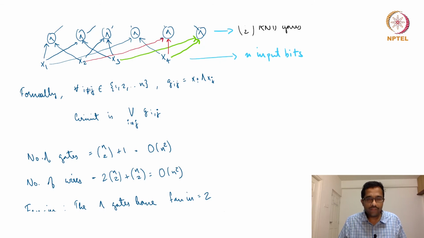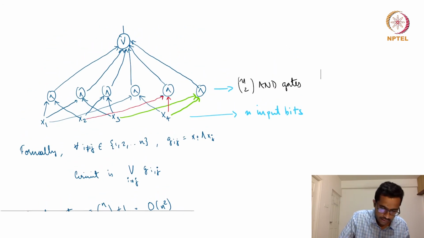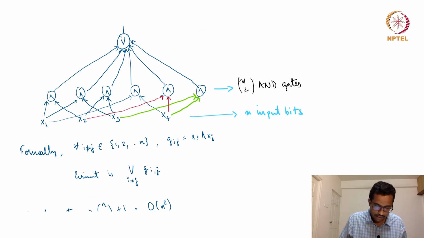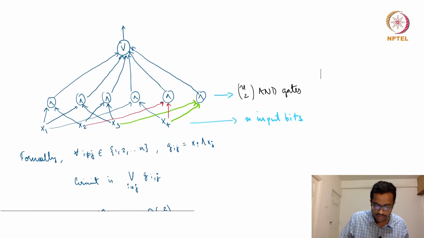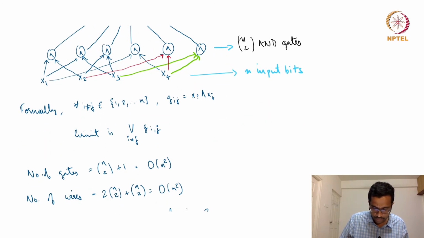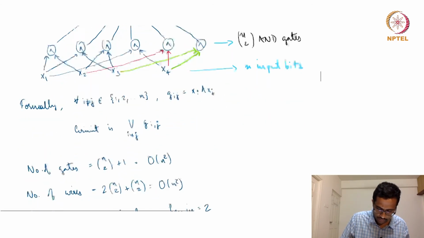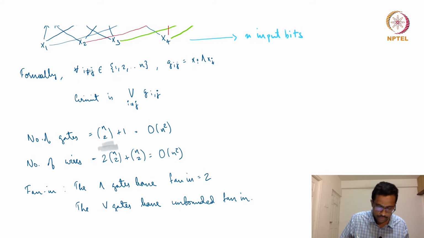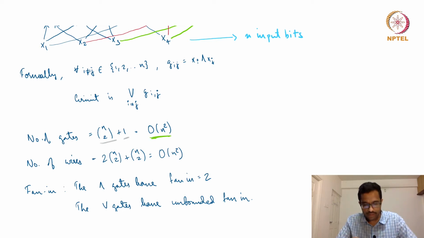So let us see how many gates we have. We have 6 gates here, 6 AND gates and 1 OR gate. 6 is n choose 2, so we have n choose 2 AND gates and 1 OR gate. Now n choose 2 is n into n minus 1 by 2, so it's order n squared. So the number of gates is order n squared.